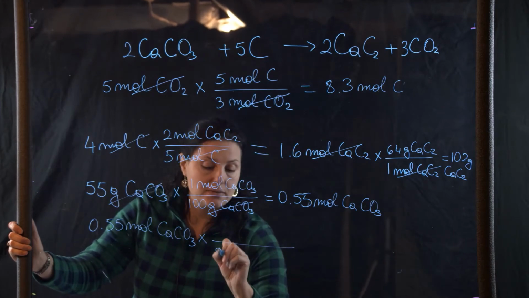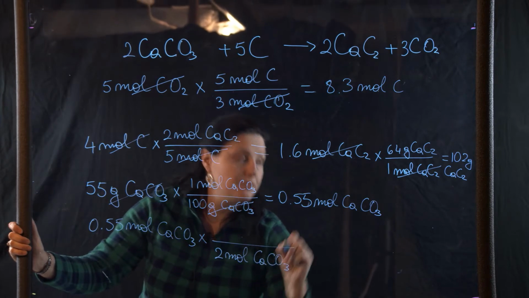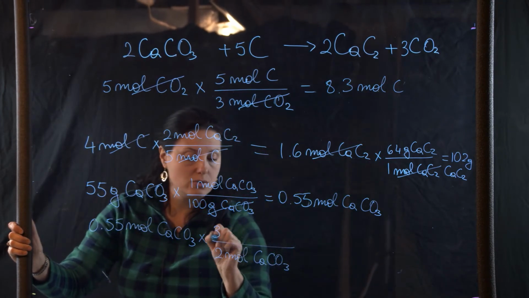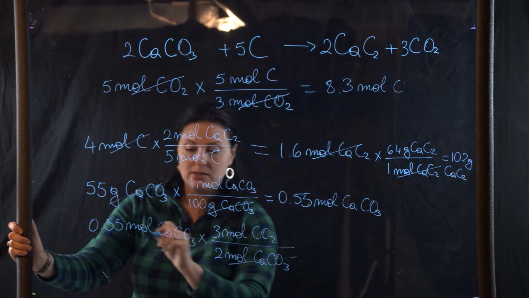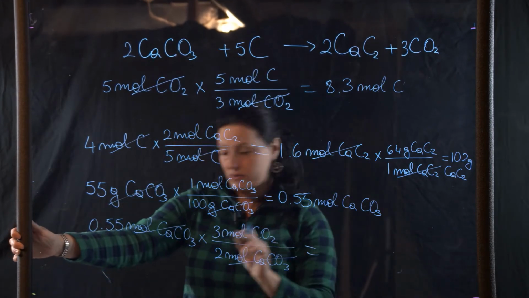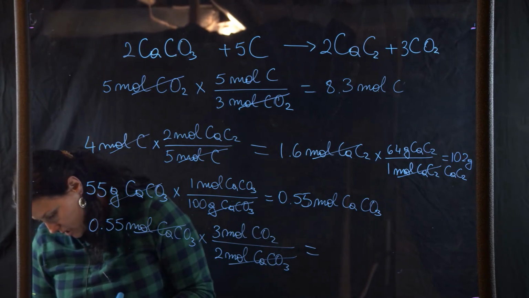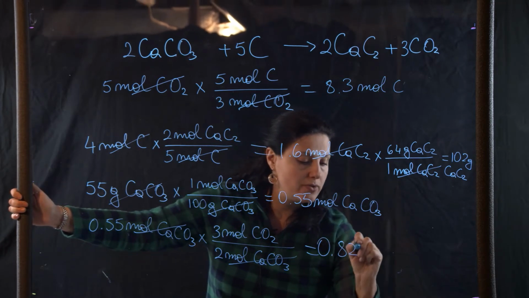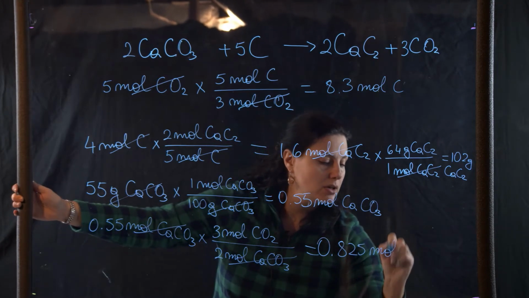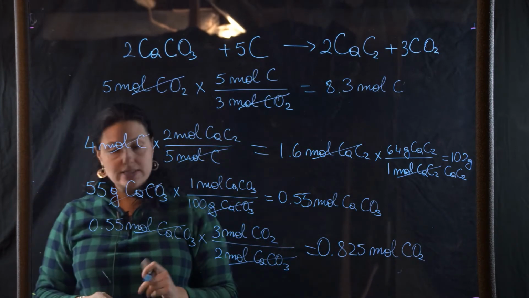2 moles of calcium carbonate for every 3 moles of CO2. This will cancel, leaving me with moles of CO2. And that gives me 0.825 moles of CO2. And that's what I was asked to do.